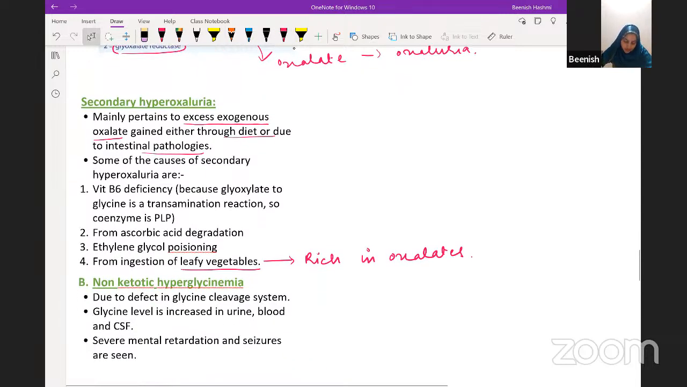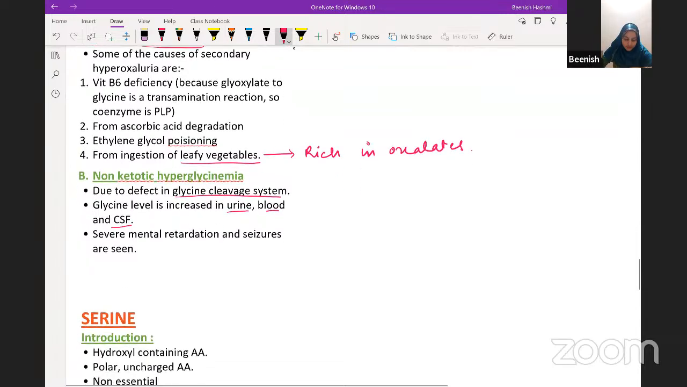In non-ketotic hyperglycinemia, it is due to a defect in the glycine cleavage system. Because of this defect, glycine level is increased in urine, blood and CSF, and there is severe mental retardation and seizures seen. So that was about glycine and its clinical correlation.